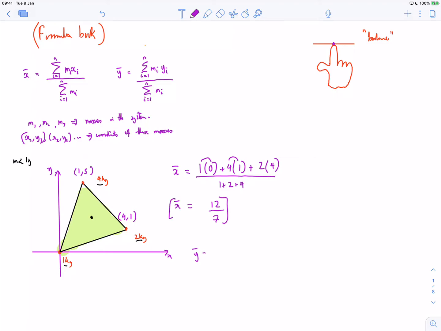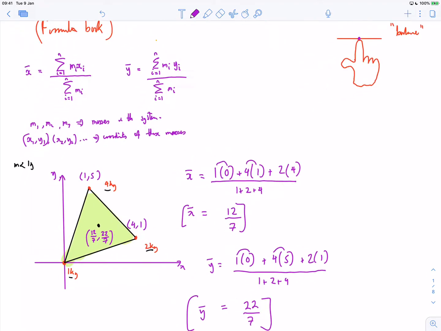Okay, y bar we can construct in a similar way. So it's going to be the masses, so 1 times by the y coordinate, which is 0, plus the 4 kilogram mass, which now has a y coordinate of 5, plus the 2 kilogram mass, which has a y coordinate of 1, and this is over the sum of the masses, so 1 plus 2 plus 4. Well, that's a 0. 4 times 5 is 20, so that's going to be 22 over 1 plus 2 plus 4, which is 7. So y bar is 22 over 7. So this coordinate here is 12 over 7 and 22 over 7.